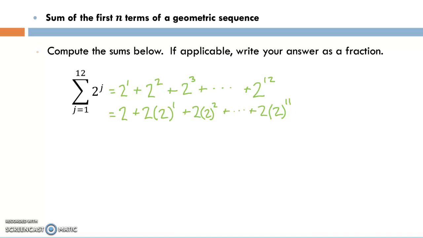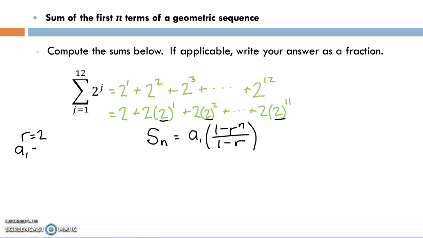Now, what is the equation that we're going to use? The sum of the first n terms in a geometric sequence is a sub 1 times 1 minus r to the n over 1 minus r. Remember, my r is what I'm multiplying by each time. So my r equals 2. a sub 1 is equal to my first term, which I found by plugging in the j. It is also 2 in this case.